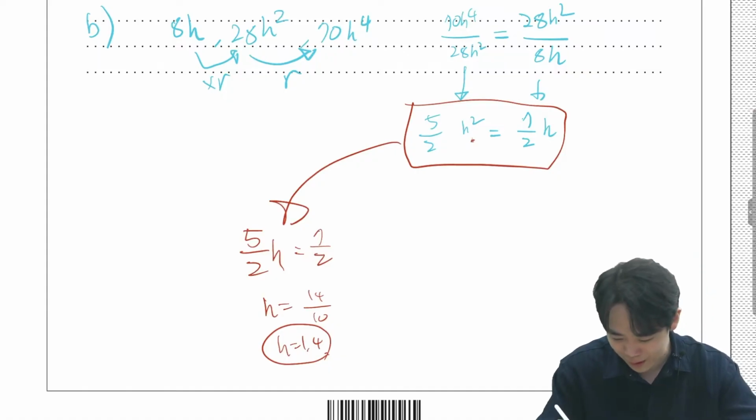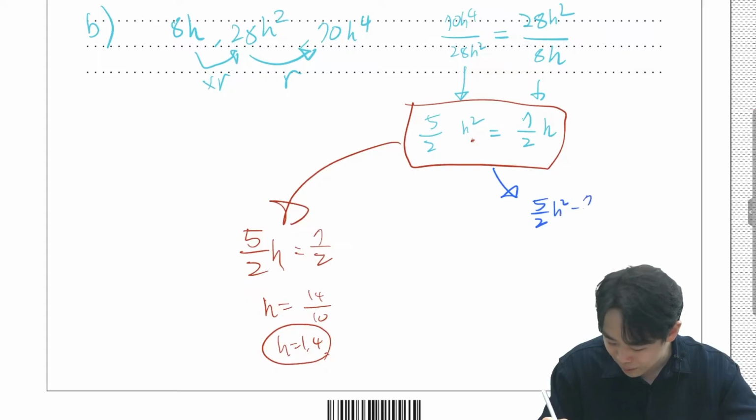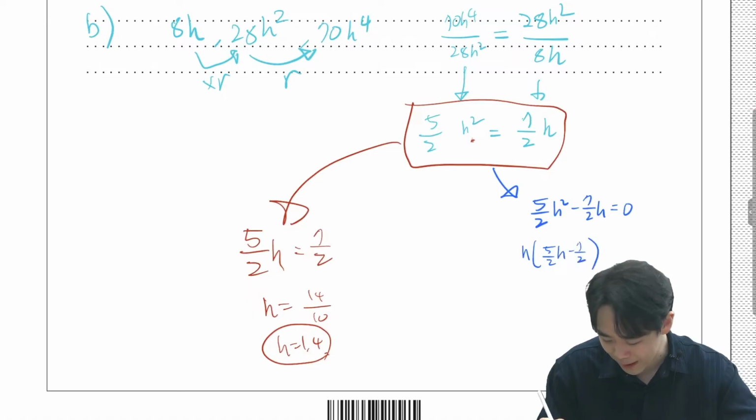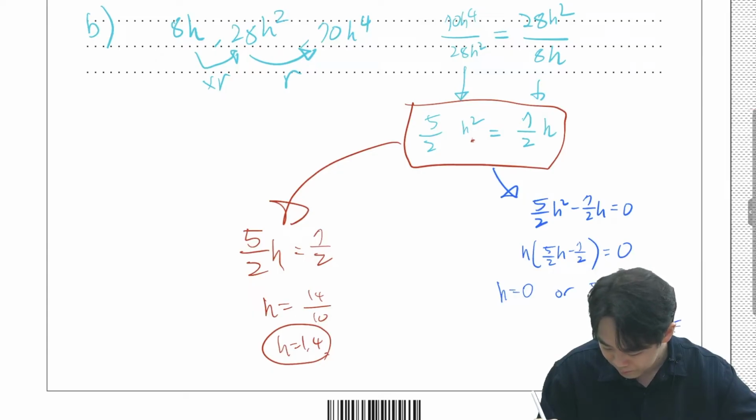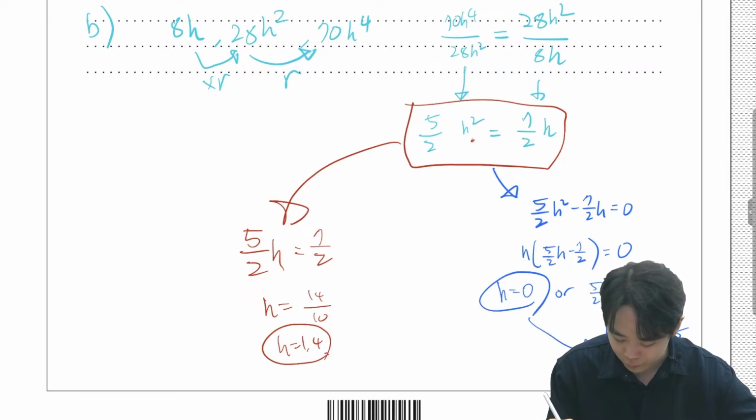The alternate way is to actually put everything on one side. Then we factor it out like this. So we don't cancel out the h, because h could be 0, or 5 over 2h minus 7 over 2 is going to be 0. So h would then be 1.4 in this case as well. So it's h is 0 or 1.4 instead of just 1.4, right?